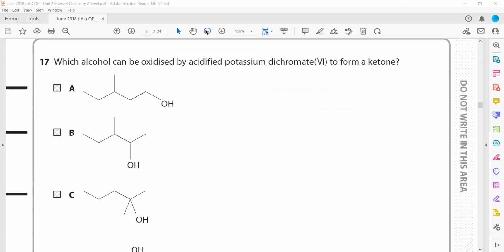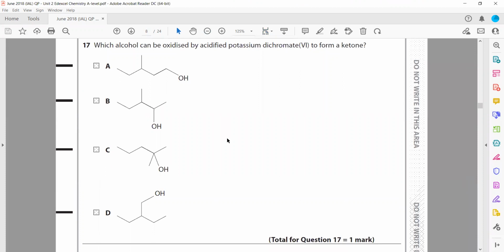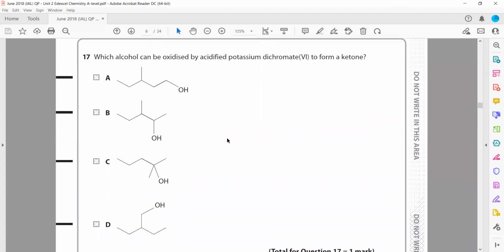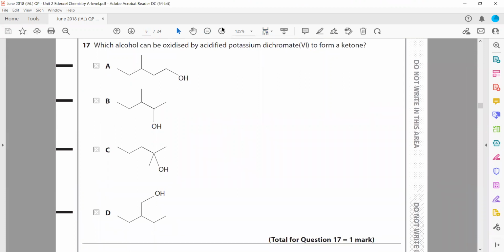In question 17, which alcohol can be oxidized by acidified potassium dichromate to form ketone? Ketone can be formed by secondary alcohol because secondary alcohol can be oxidized. Tertiary cannot be. Primary will oxidize to aldehyde and then to carboxylic acid.